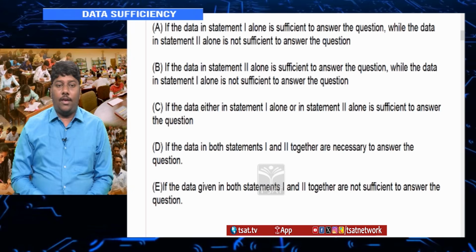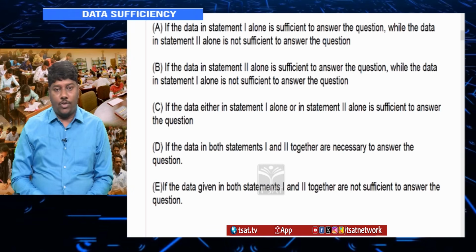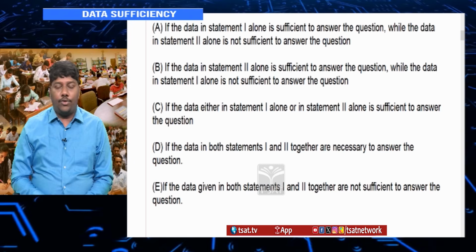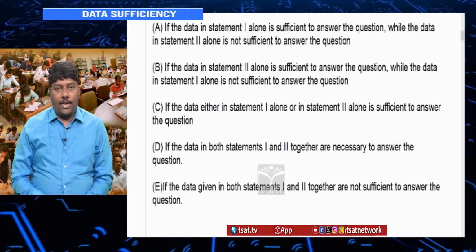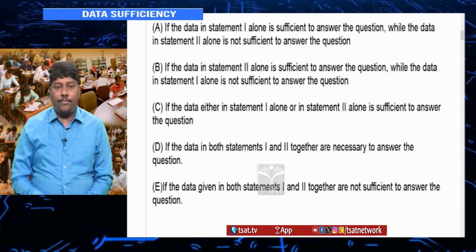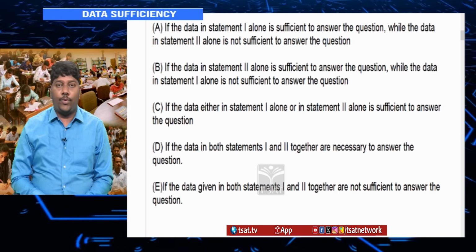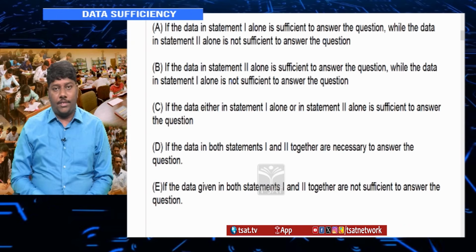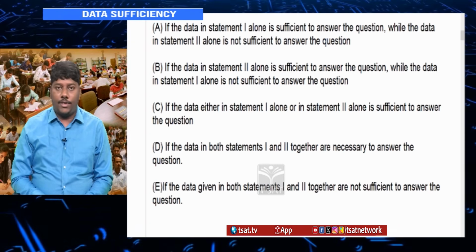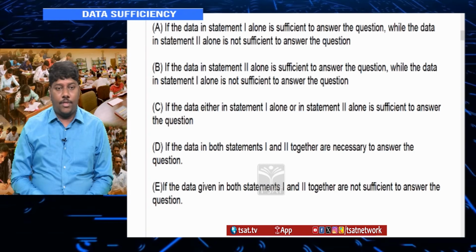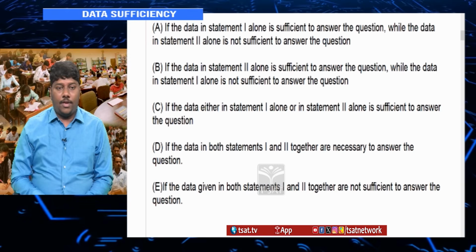Now option D, if the data in both the statements 1 and 2 together are necessary, you can't solve by using 1, you can't solve it by using 2. Your answer becomes option D if the data in both statements 1 and 2 together are necessary to answer the question, which means 1 is not sufficient, 2 is not sufficient, but when you combine them, now it is sufficient, then you can say the answer is D.